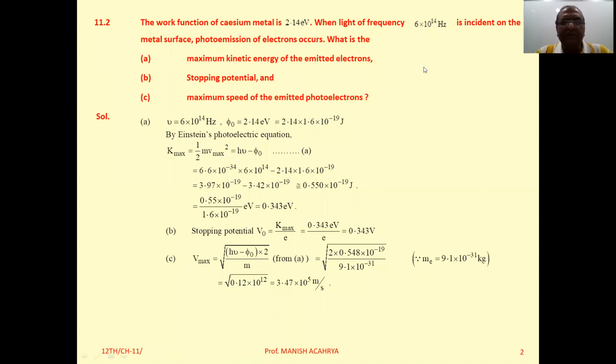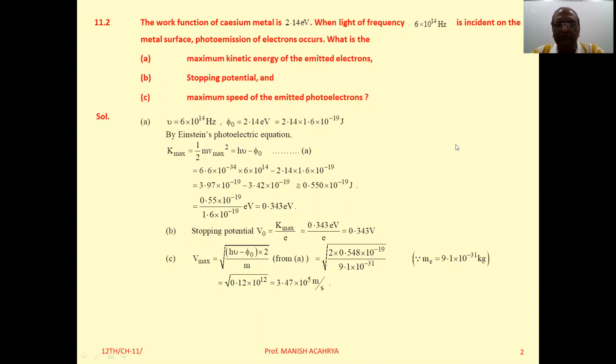11.2. The work function of cesium metal is 2.14 electron volt. When light of frequency 6 into 10 raised to 14 hertz is incident on the metal surface, photoemission of electron occurs. What is the A, maximum kinetic energy of the emitted electrons, B, stopping potential, and C, maximum speed of the emitted photoelectrons?